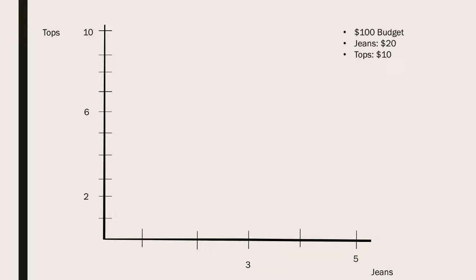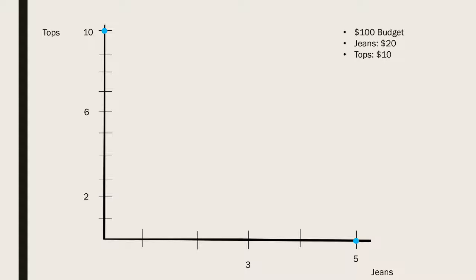So if we assume that we spend all $100 on tops, we can then afford to buy 10 tops but 0 jeans. So I'm going to put a point at the top that indicates this combination. Likewise, I could also spend all of my money on jeans and buy 5 pairs of jeans at $20 each and spend all $100 of my budget. So these 2 points represent options on how to spend my budget on the 2 items that I've decided between.